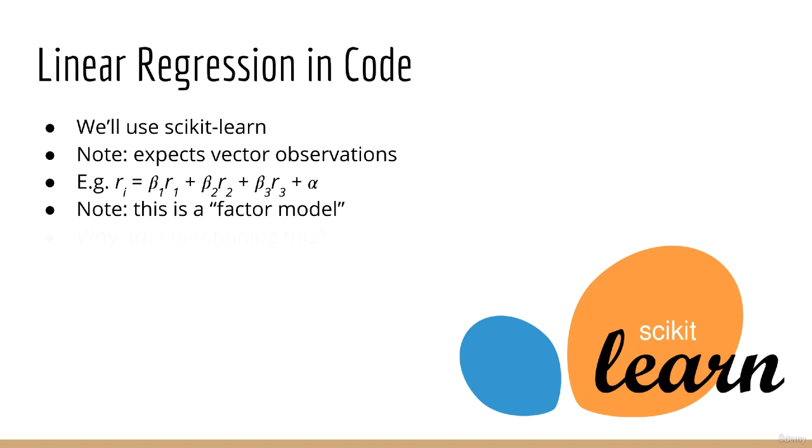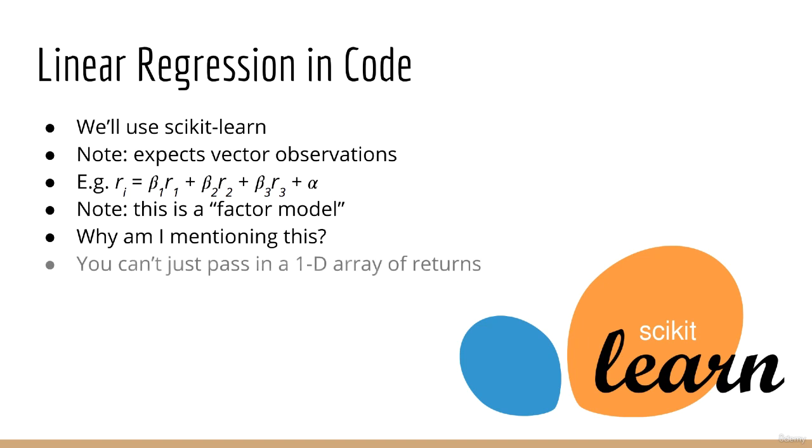In any case, the point of this is to say that we can't simply pass in a one-dimensional array of returns, since in scikit-learn, our data is expected to have shape N by D, where N is the number of samples and D is the number of features. In our case, N is the number of days for which we have stock returns, and D is just 1 because we're comparing to just the market. So in order to use scikit-learn for linear regression, we need to make our array of returns a 2D array of size N by 1 rather than a 1D array of size N.